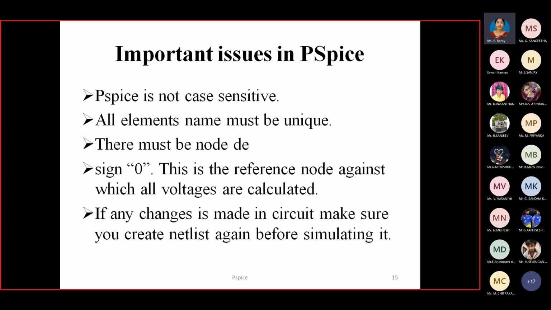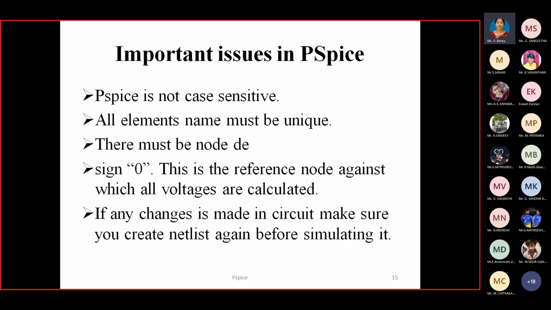Important issues in PSpice software. PSpice is not case sensitive. That means we can use uppercase and lowercase letters. The next is that all element names must be unique. For example, if we are taking a resistor and naming it R1, and we take one more resistor, we cannot name the second resistor with the same name R1. We need to give a new name like R2, R3, R4, and so on.